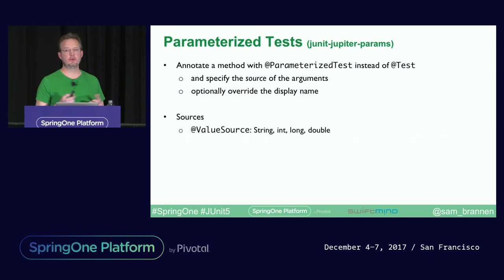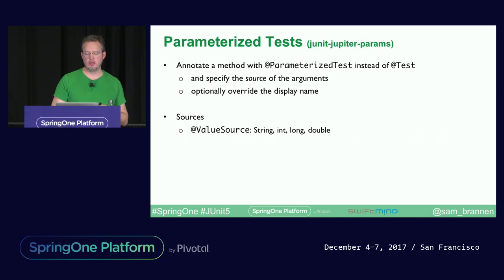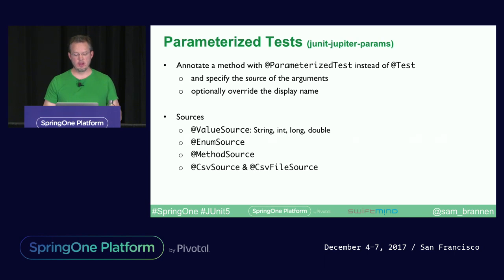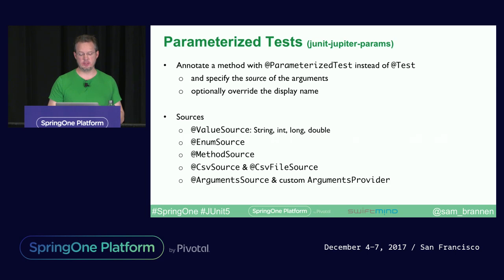First up, we have @ValueSource for some static values, strings, ints, longs, doubles, stuff like that. You can also have enum constants supplied as your parameters, or you can specify a @MethodSource, and that would end up being a static factory method where you actually programmatically determine what parameters should be passed to your parameterized test. We also have support for CSV, so comma separated values. You can have that inline, or you can actually have it pulled from a file in the classpath if you have some existing CSV files you want to use there.